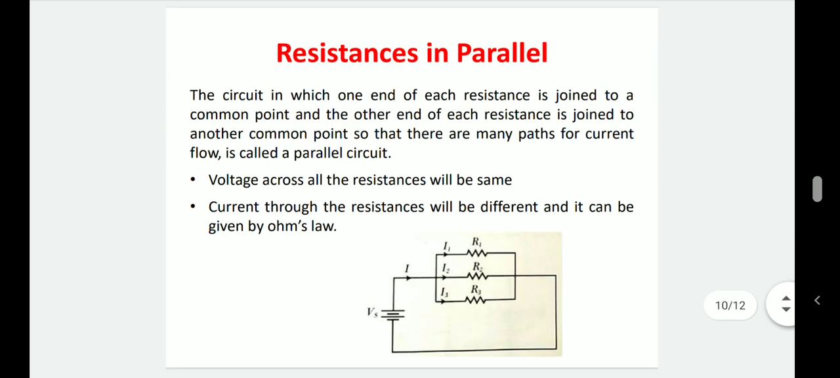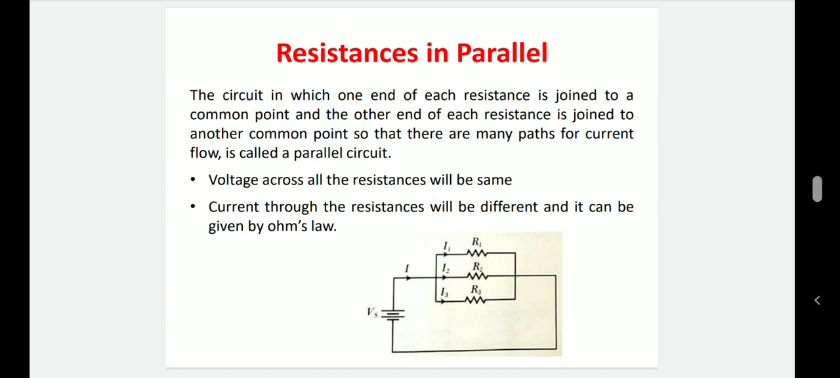What is meant by parallel combination? Parallel combination means one end of all resistors are connected to a common point and another end of all those resistors are connected to another common point. So such a connection is called parallel connection. The circuit is shown in the figure.